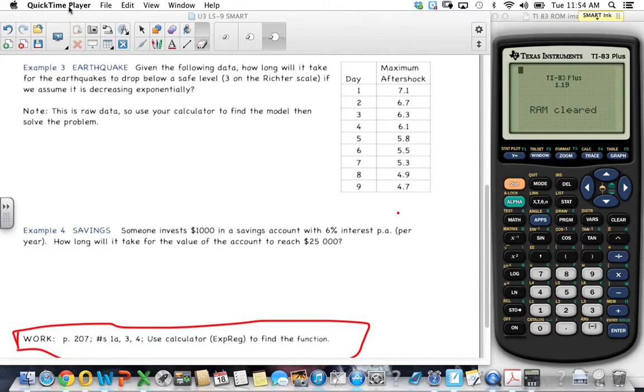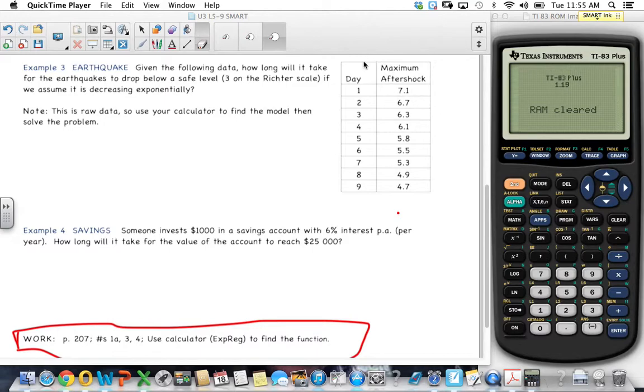As promised, I'm going to do a problem on the calculator that requires you to find the exponential regression model. And this is from Lesson 8, Example 3 about earthquakes. In column 1 is the days, and in column 2 is the aftershock. And the goal is to figure out at what time it is going to get to a 3 on the Richter scale, because that's when it's safe to return to the area.